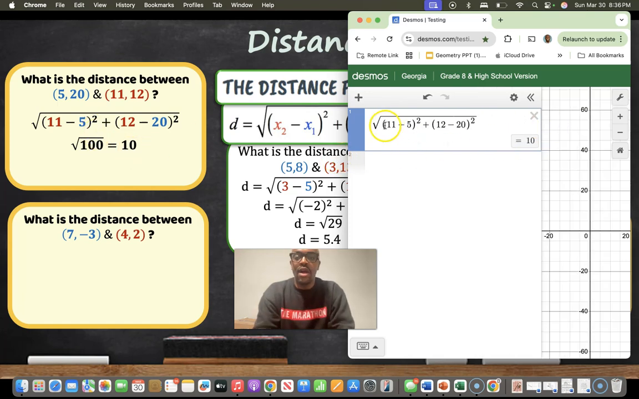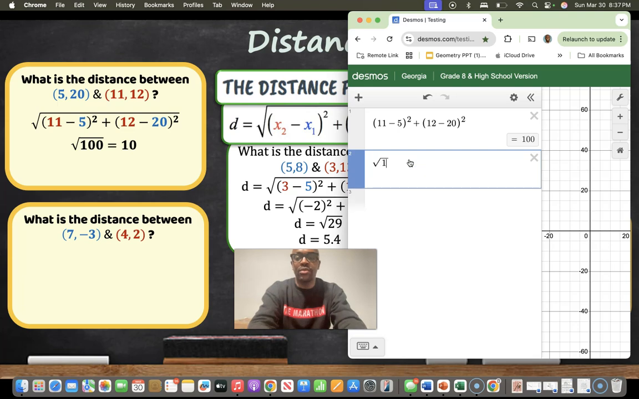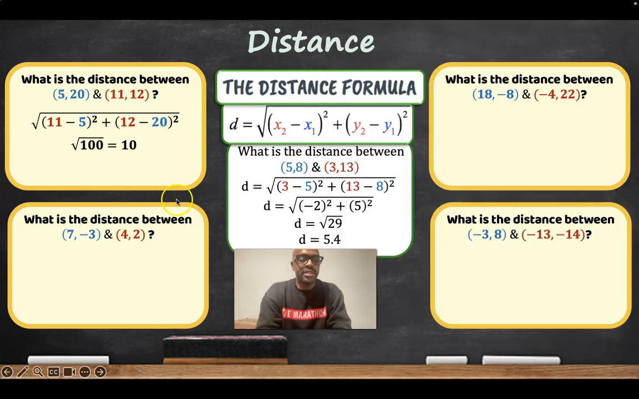It's 10. All right. But then sometimes it doesn't give you a smooth number like this, and they might want your answer with the radical. If they want that, you would just go ahead and delete the radical, and you know that your answer is the square root of 100. All right. We'll look at an example where it doesn't give you a whole number, it gives you a decimal, and they might ask you for the exact value. So let's look at the next example.